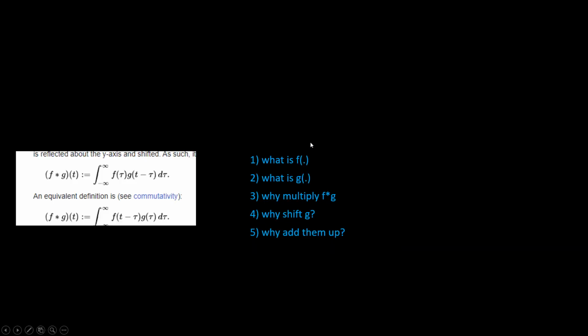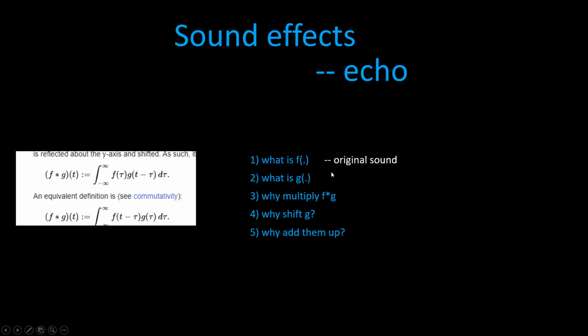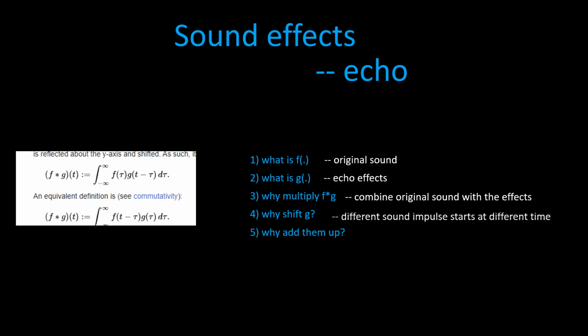In the example of adding sound effects, such as echo effects, they're easy to explain. F is the original sound, G is the echo effects. You multiply them to combine the original sound with the sound effects. These two answers will be easy to understand once we go into the detail.